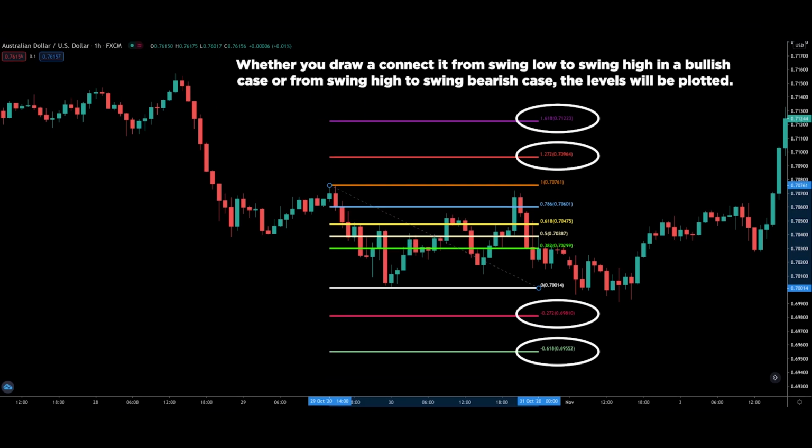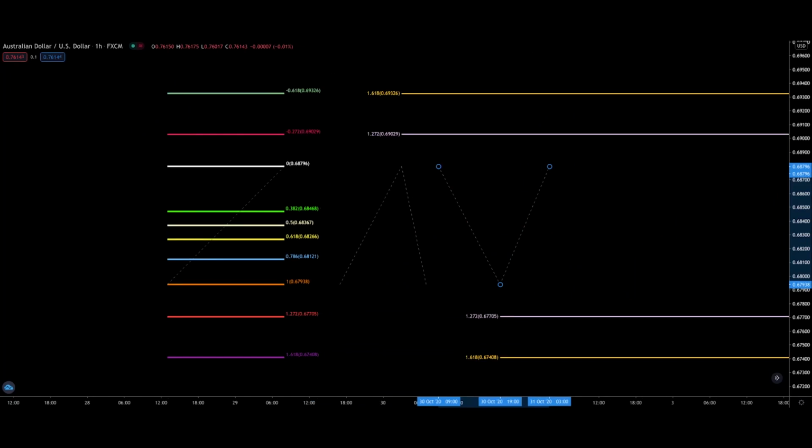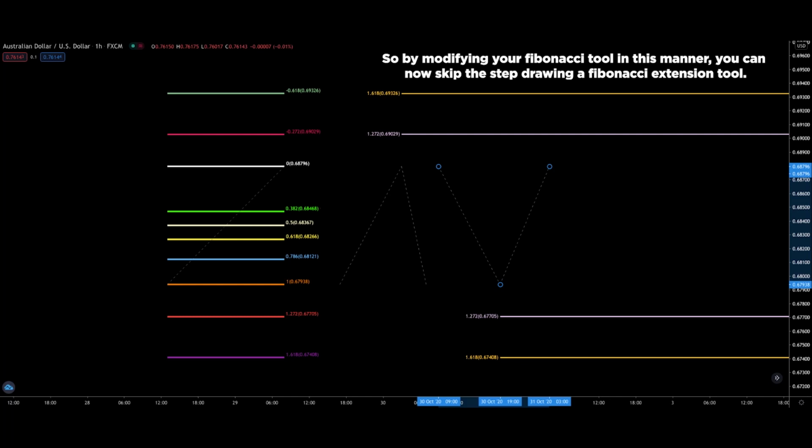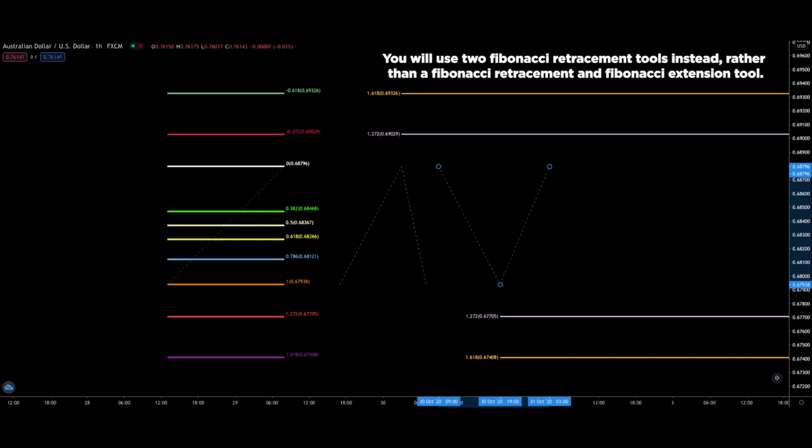Whether you draw or connect it from the swing low to swing high in a bullish case, or from swing high to swing low in a bearish case, the levels will be plotted. This is why we use the negative sign as well. If you do a check with the Fibonacci extension tool, you will notice that the levels are the same as well. So, by modifying your Fibonacci tool in this manner, you can now skip the step of drawing a Fibonacci extension. When you determine the high probability zone, you will use two Fibonacci retracement tools instead, rather than a Fibonacci retracement and Fibonacci extension tool.